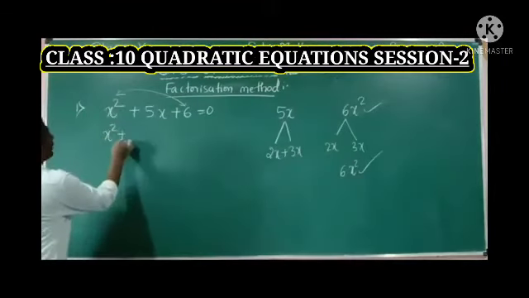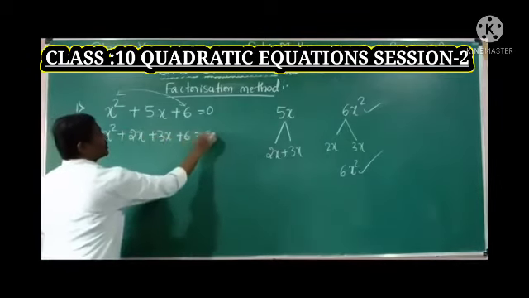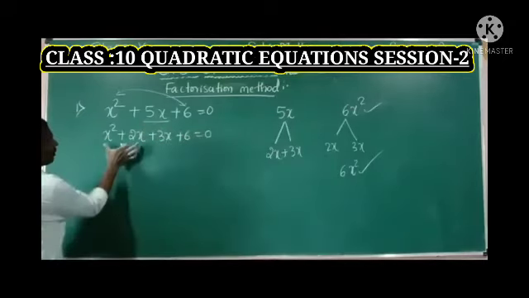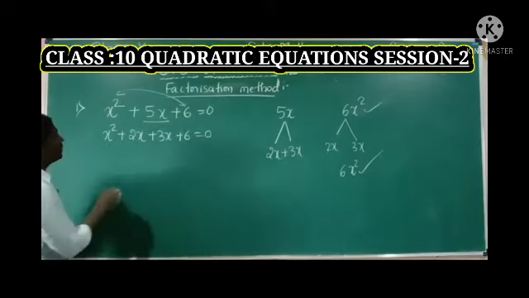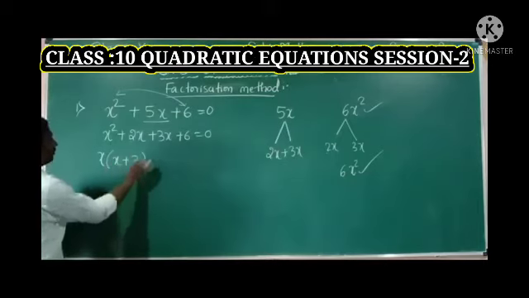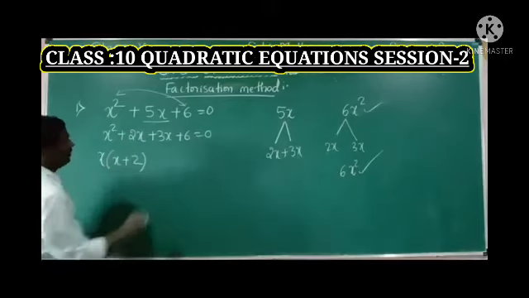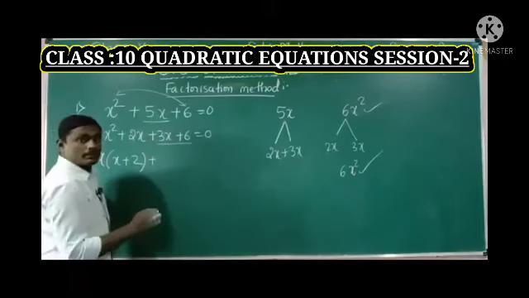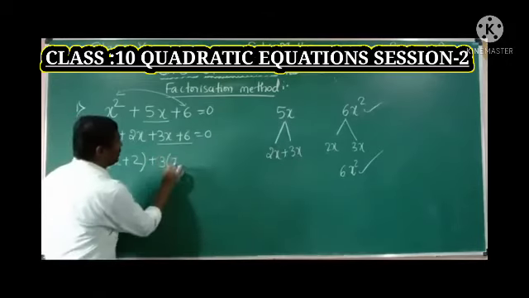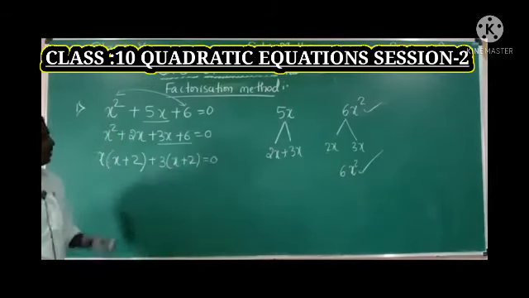x square plus 2x plus 3x plus 6 is equal to 0. So here we split the middle term into two terms. Now in the first two terms, what is the common term? x. If I take x as common, the remaining is x plus 2. Multiply these two: x into x, x square, x into 2, 2x. Plus, in the next two terms the common factor is 3. If I take 3 as common, the remaining is x plus 2, which is equal to 0.